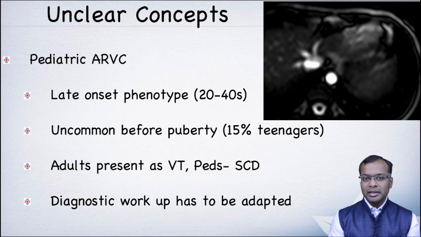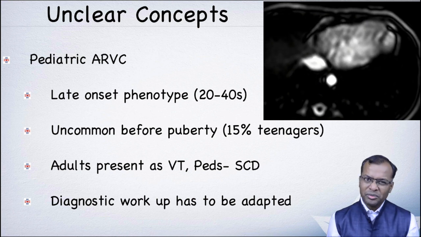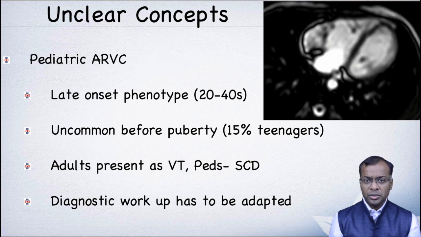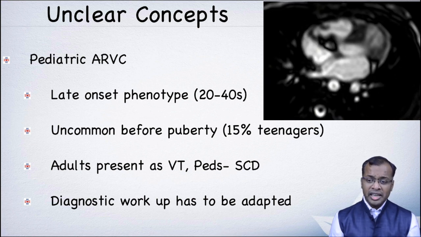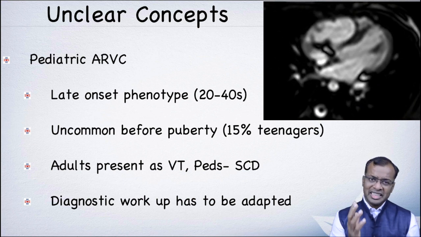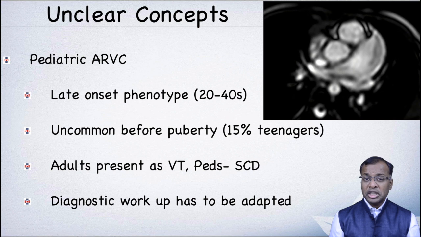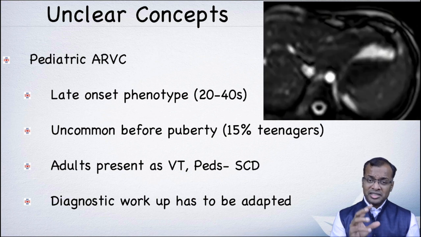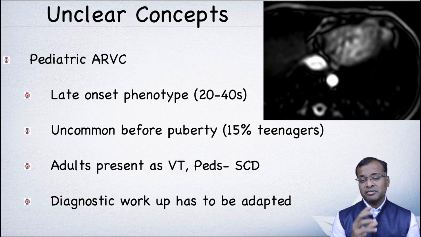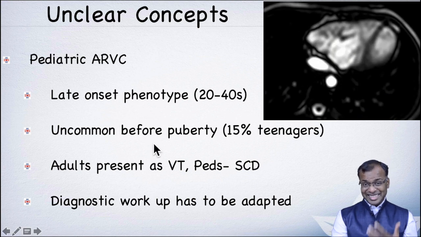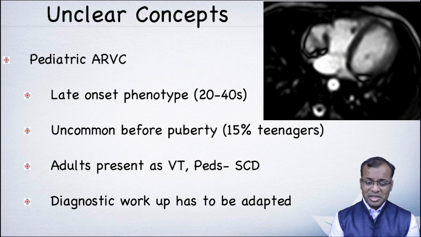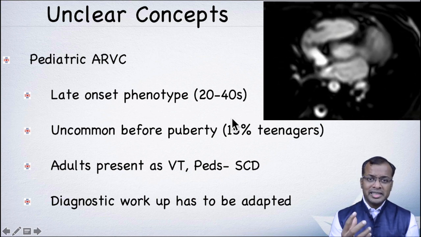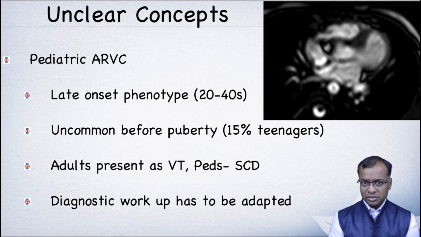Another concept which is very confusing or not very clear as yet is pediatric ARVCs. We find a lot of children who have arrhythmic changes. When we do cardiac MR, the RV is dilated and has mild dyskinesis, but we do not know whether to use the same diagnostic criteria for pediatric patients in terms of the volumes and the ejection fraction or not. This condition is uncommon before puberty because patients often present in their 20s to 40s. So not commonly seen, but when we see, we are not very sure how to diagnose these patients.